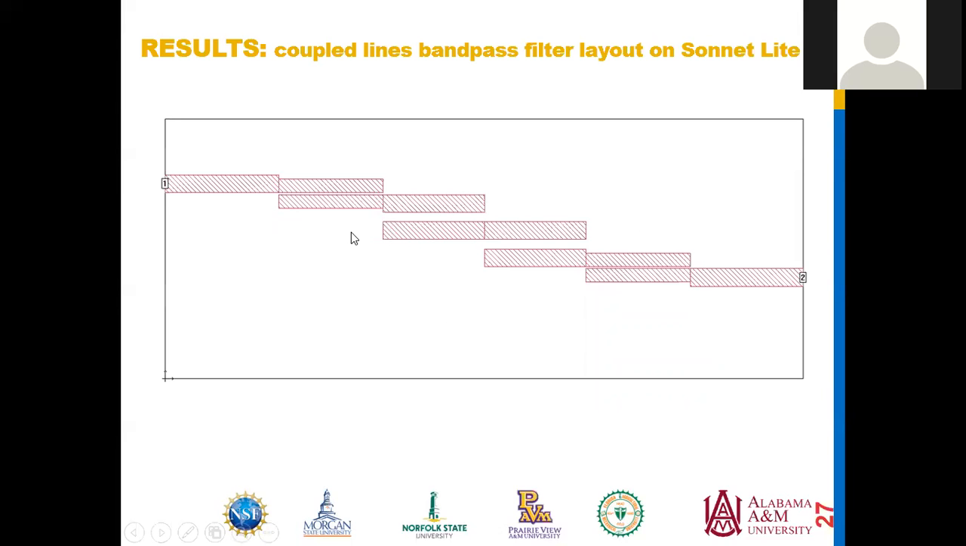It's similar, with input 1 on the left and output 2 on the right, but instead of a transmission line that runs straight across, it has 4 parallel sections in the middle. This is the one you also saw in the video demonstration. It takes a little bit longer to build, about 15 or 20 minutes to be very precise with the Sonnet Lite software. But we're going to look at the results on the next screen. So next slide.